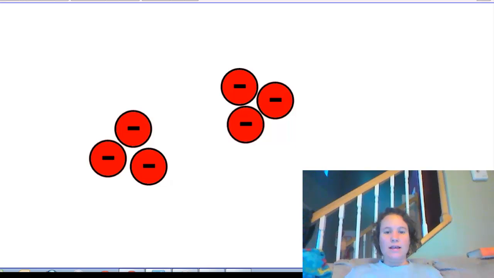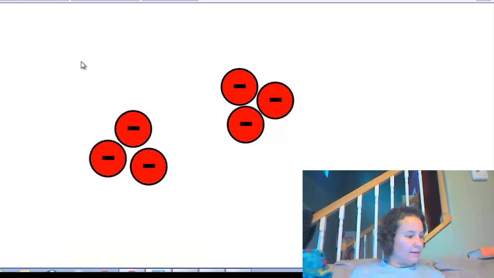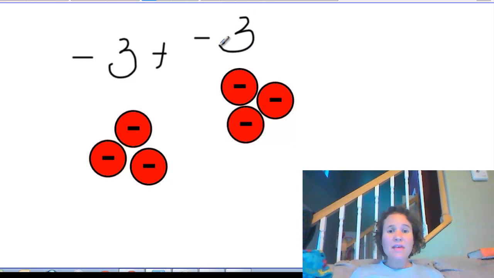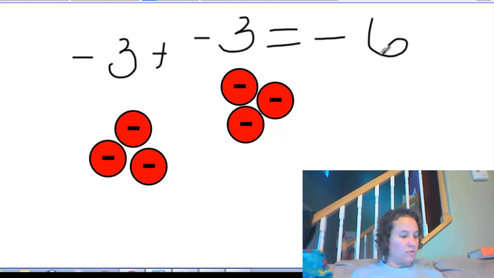Recall that we talked about in the last video, if we add two negative numbers together, so in this case if we add -3 plus -3, the answer is going to be negative. Those negatives will just come together and they will get along and nothing will cancel anything out, and so that will be -6. Those two negatives add together and make an even more negative number.